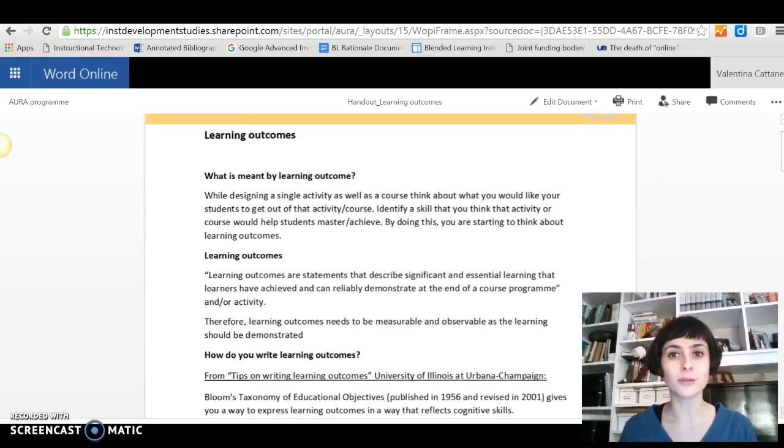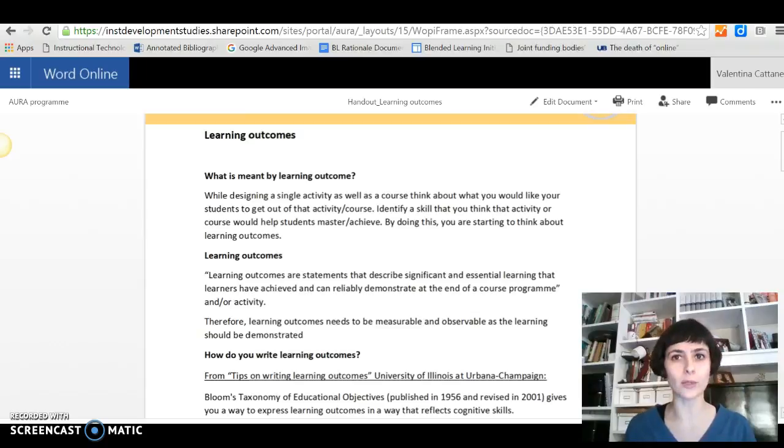Regardless of the terminology used by your institution, whether you define them as learning objectives, learning outcomes, or learning goals, we are talking about statements. There are clear statements that define the essential learning that I want my students to achieve at the end of the course or at the end of one or multiple activities.